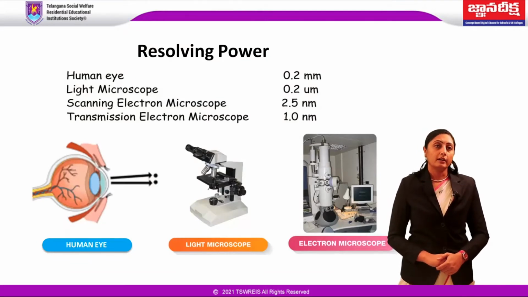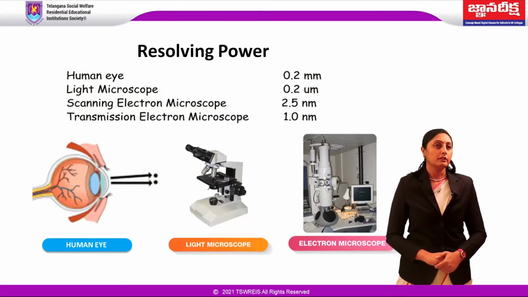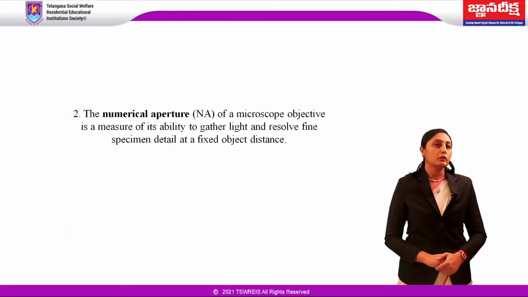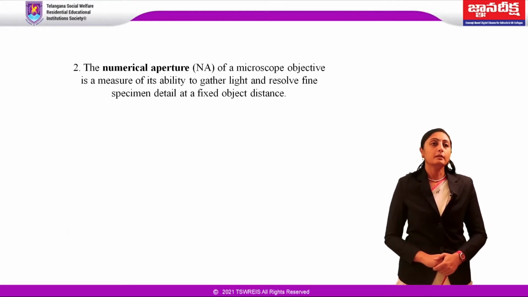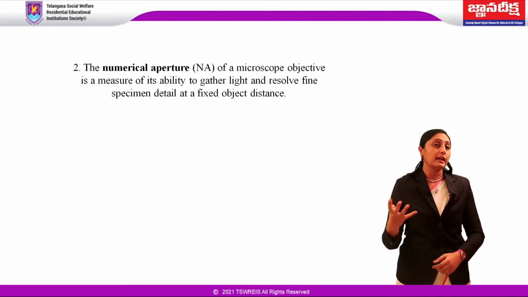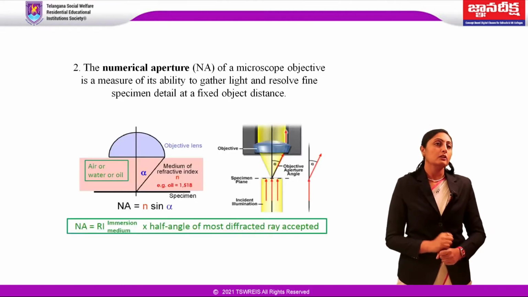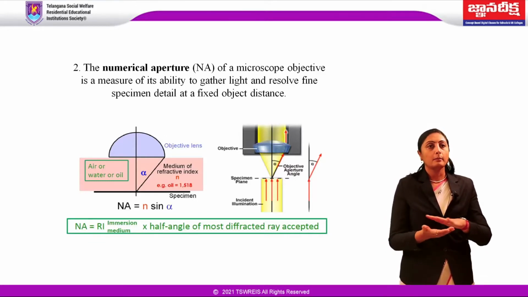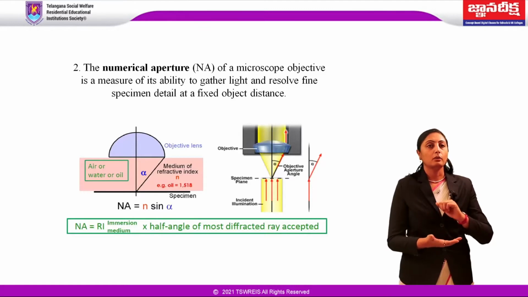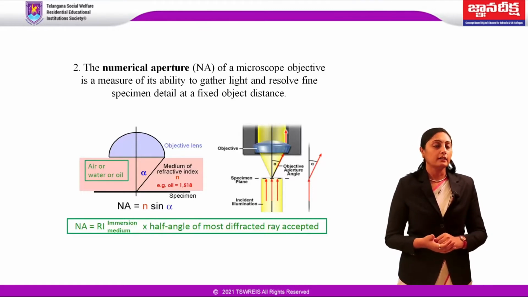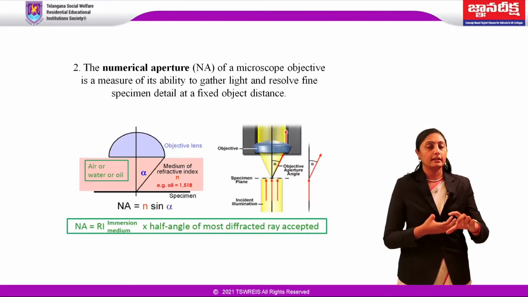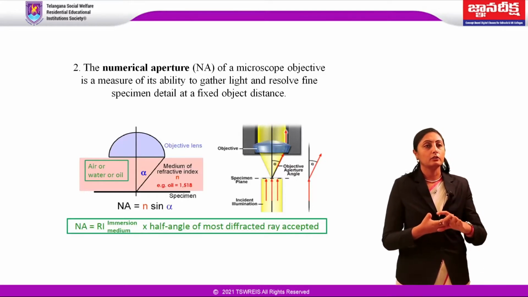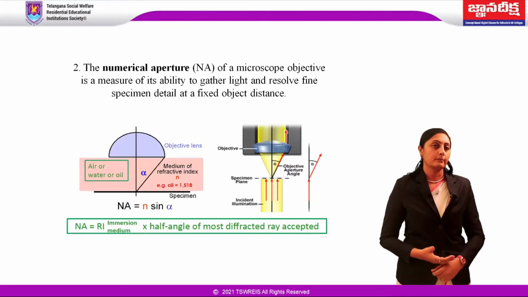The resolving power in turn is dependent on the numerical aperture of the objective lens. It is a measure of the light gathering ability of the lens. Numerical aperture takes into account two things. One is the refractive index of the medium that is present between the specimen and the objective lens. Other is the angle subtended by the cone of light onto the objective lens.